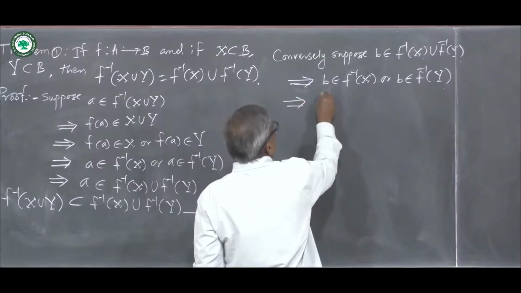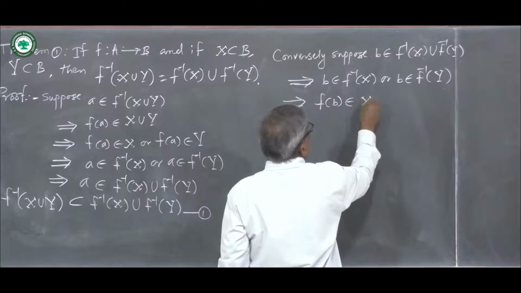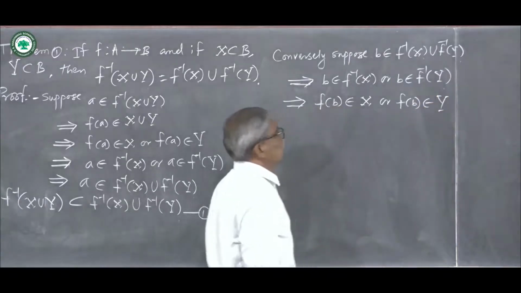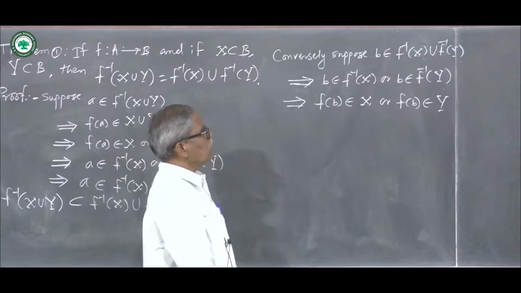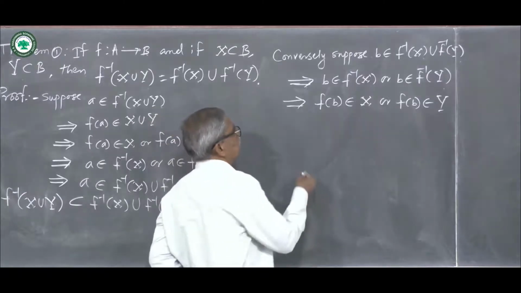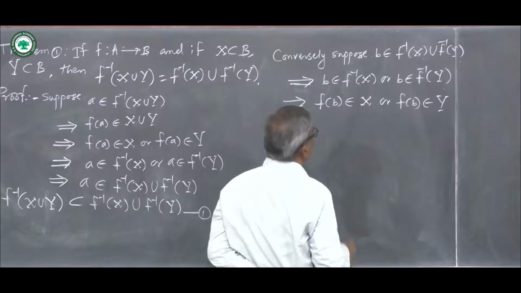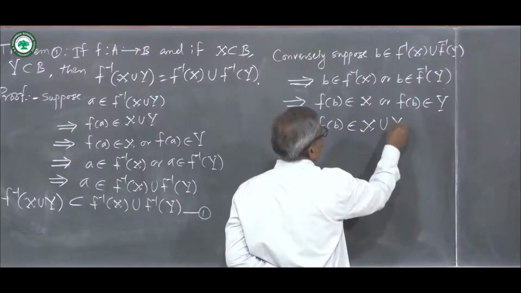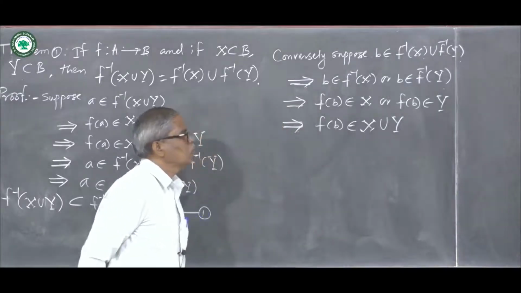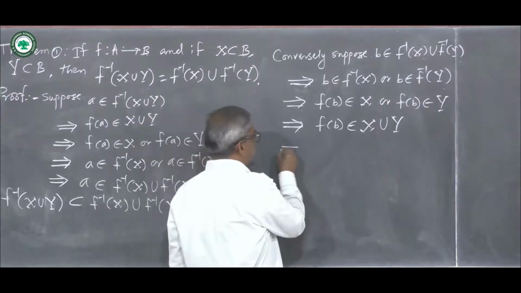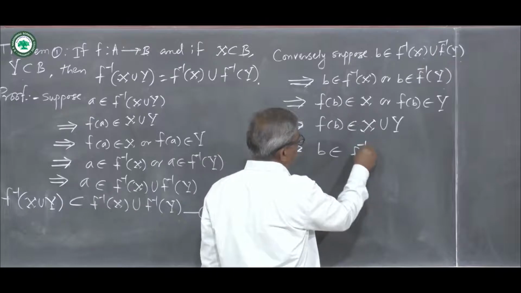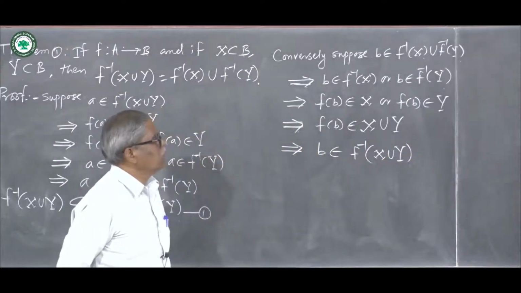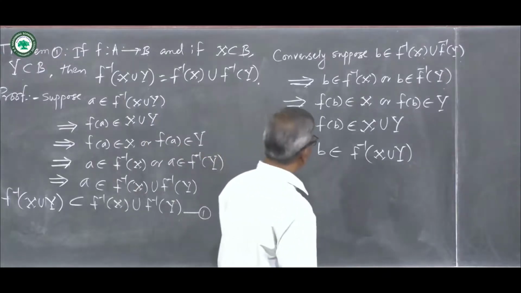This implies f of b belongs to capital X, or f of b belongs to capital Y. Either f of b belongs to capital X or f of b belongs to capital Y. This implies f of b belongs to capital X union capital Y. This implies b belongs to f inverse of X union Y.